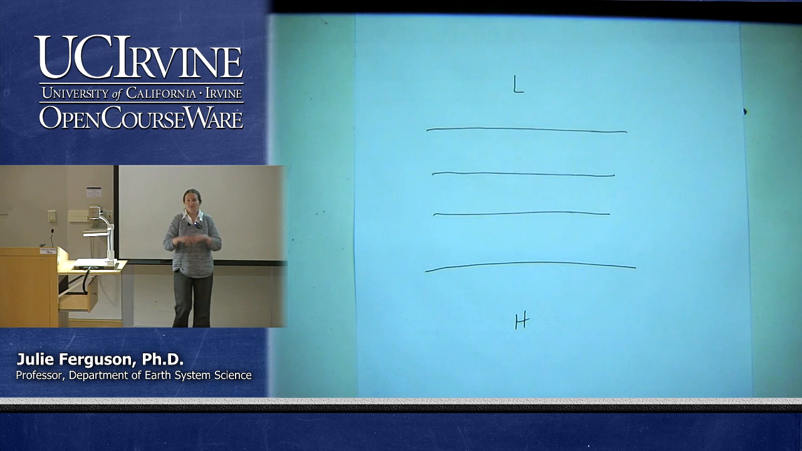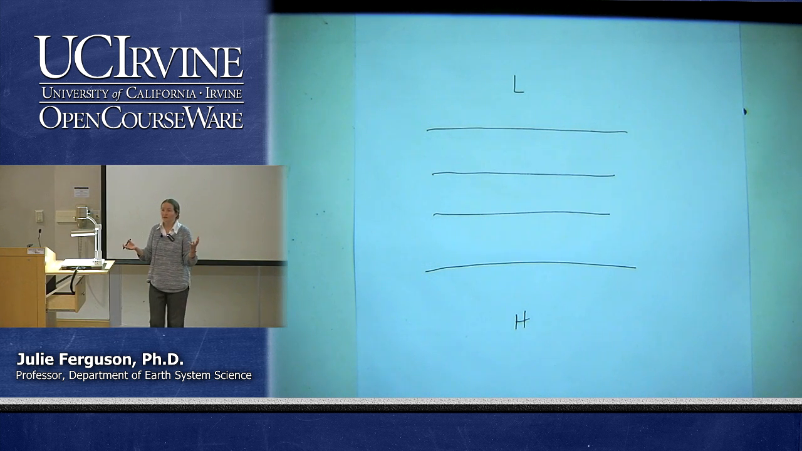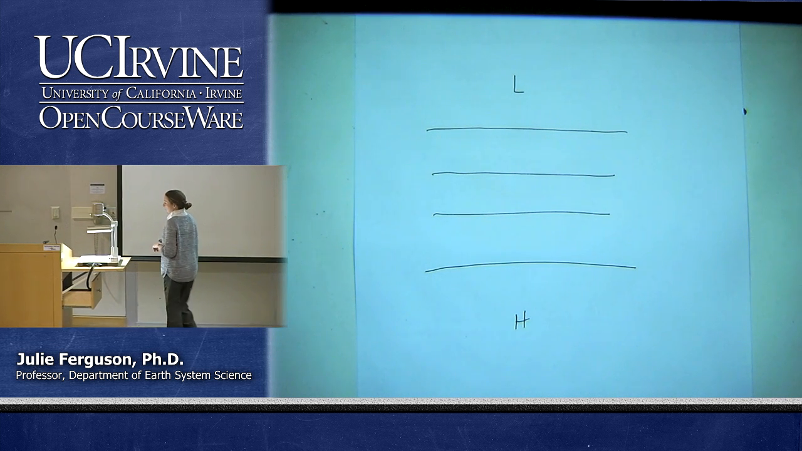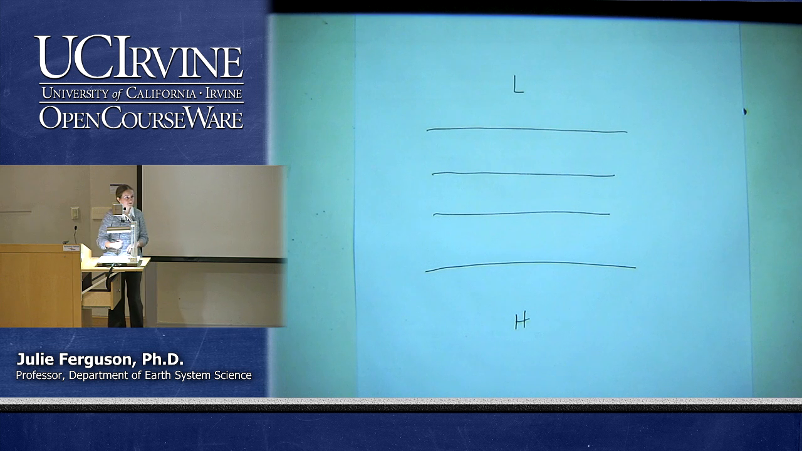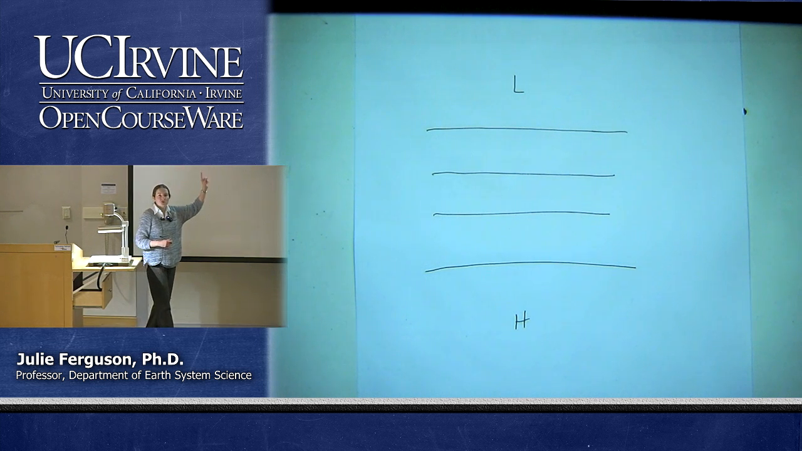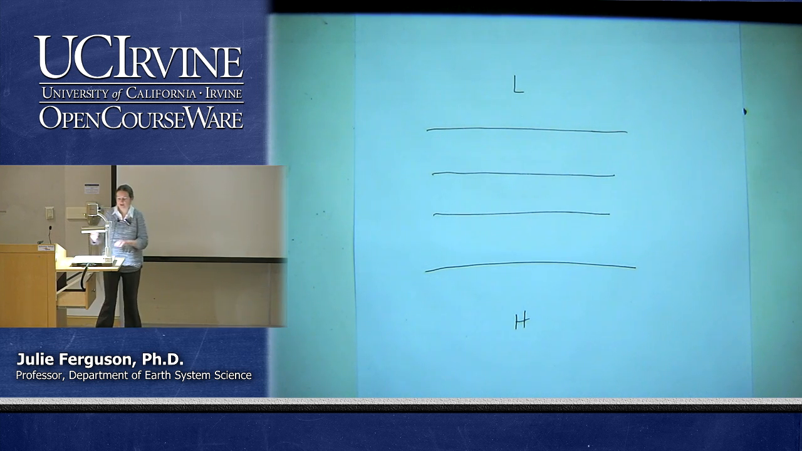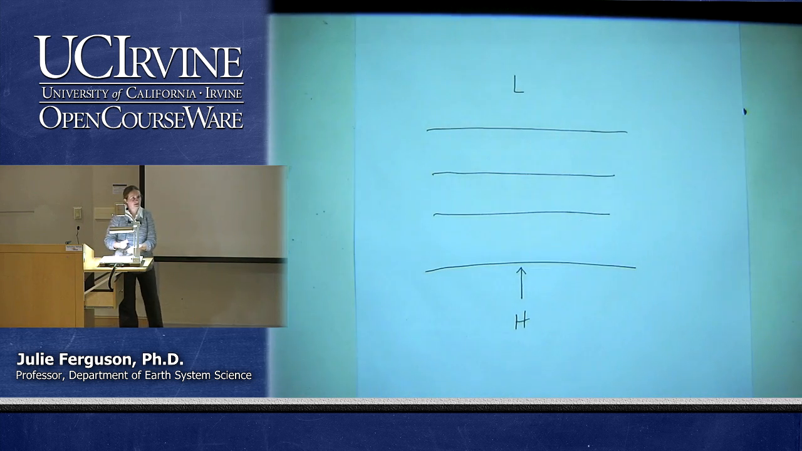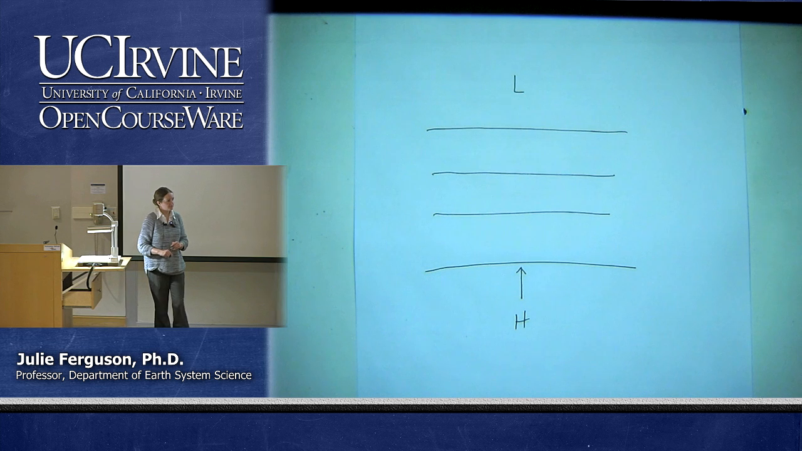So which way, if we can ignore everything else, which way would air move? Would it go from the bottom to the top or the top to the bottom? Bottom to the top, okay. So our pressure gradient force is not going to change. It's always going to be in that direction. It's always going to want wind to move in that direction, okay. That's our pressure gradient force.